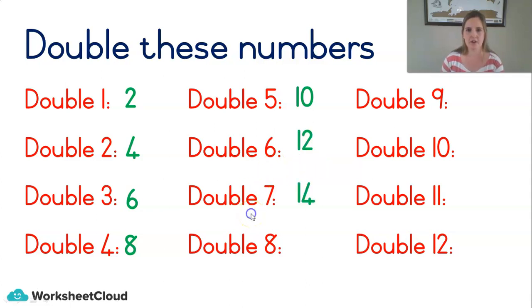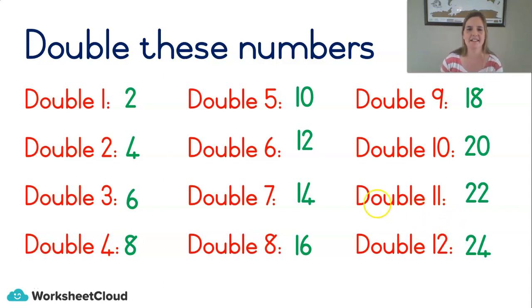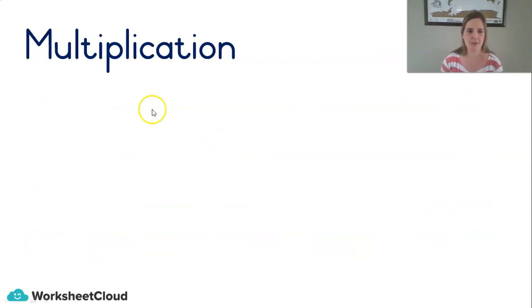Double 7, 14. Double 8, it's getting a bit trickier. 8 plus 8 is 16. Double 9, 18. Double 10, 20. Do you know what double 11 is? 11 plus 11, 22. What's double 12? 12 plus 12? 24. Well done.